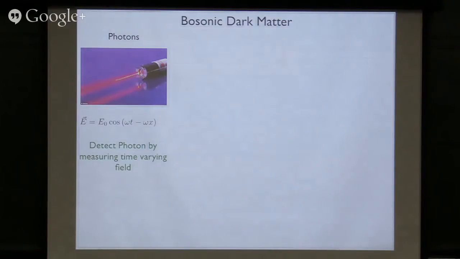Before we get to dark matter, let's understand a simpler boson, the photon. Here is a photon coming out of a laser. How do you describe that photon? Well, there's a time-varying electromagnetic field associated with it: E_0 cosine(omega t minus k x). E_0, of course, is the amplitude of the photon. It tells you how much energy density there is in that field. And omega, of course, is the frequency. One way to detect this photon would be to measure the time-varying electric field associated with it. That's a good way to go find it.